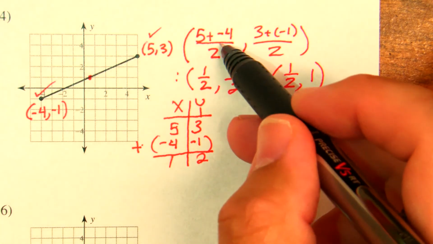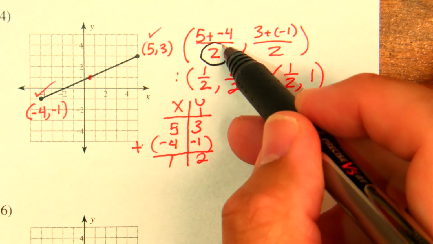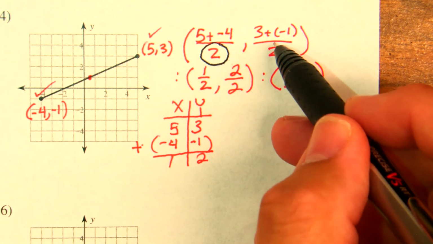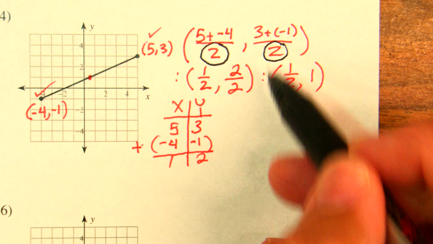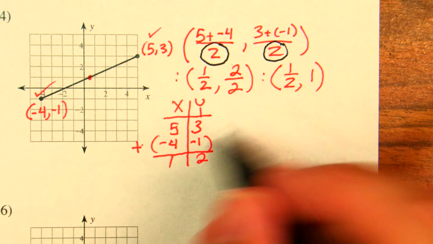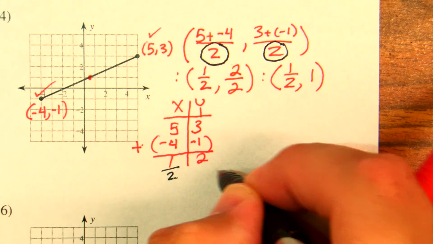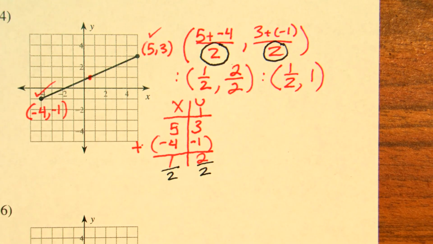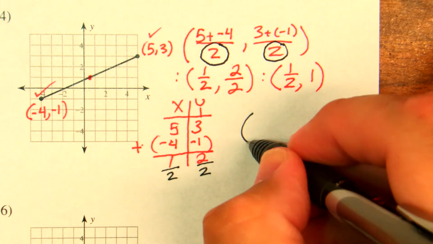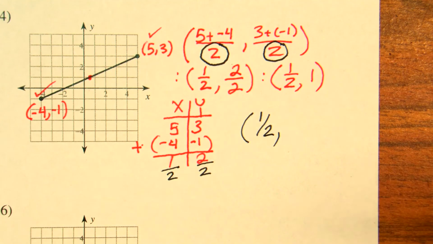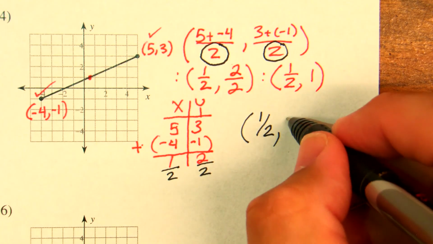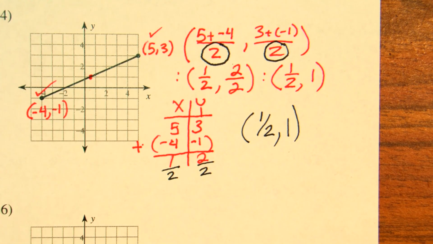What's going on right here with these 2's? Yeah, you're dividing by 2. So you take these numbers, divide them both by 2. Well, what's 1 divided by 2? 1 half. What's 2 divided by 2? 1. So if you like to do it that way better, that's something that you can do as well.